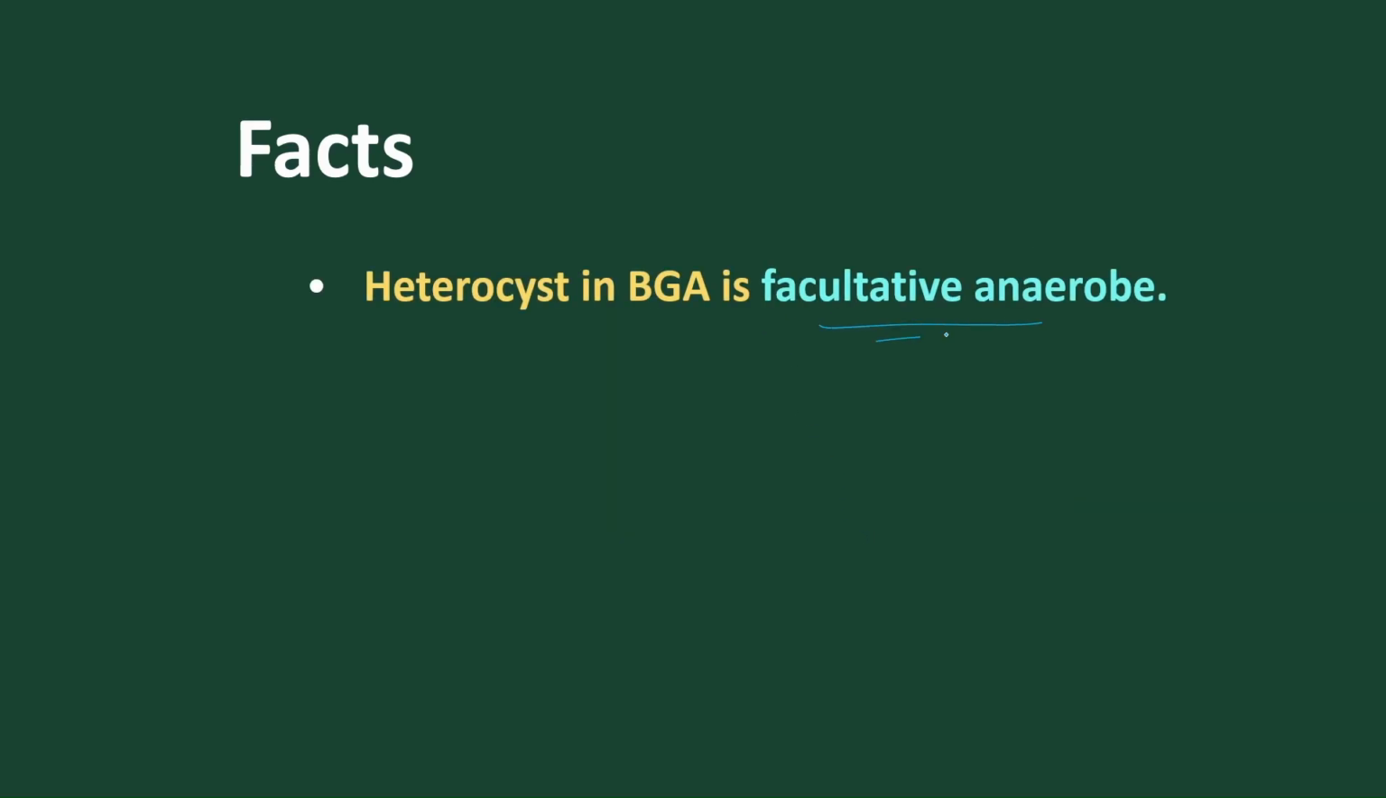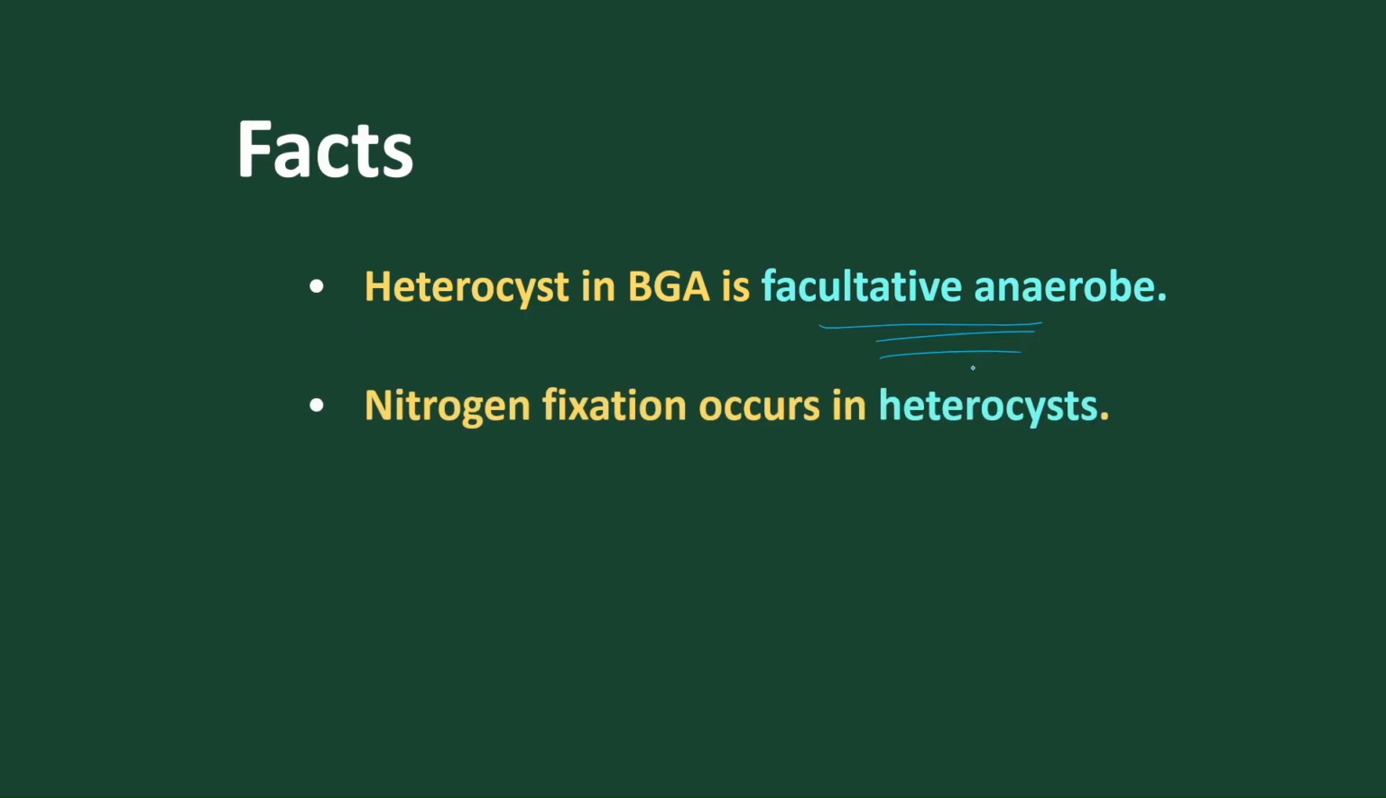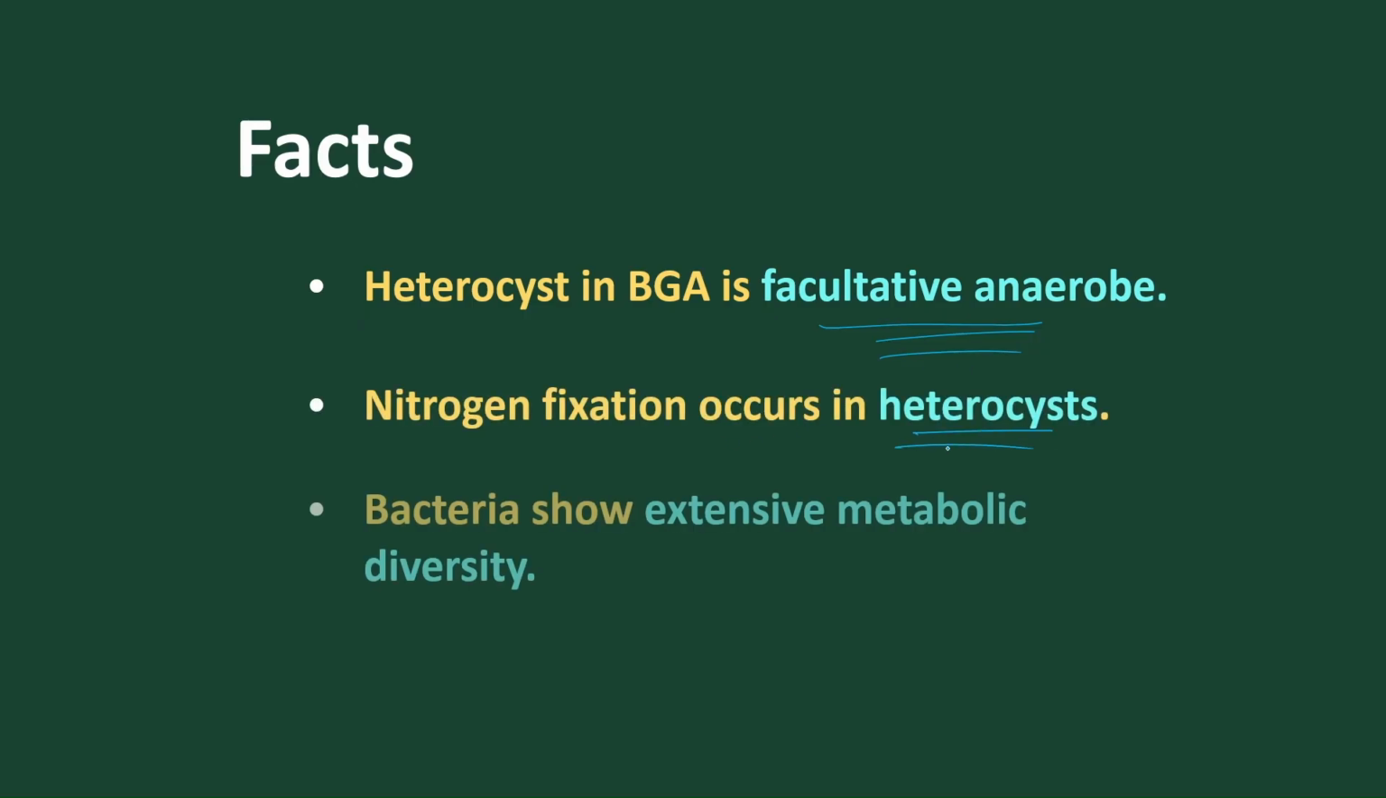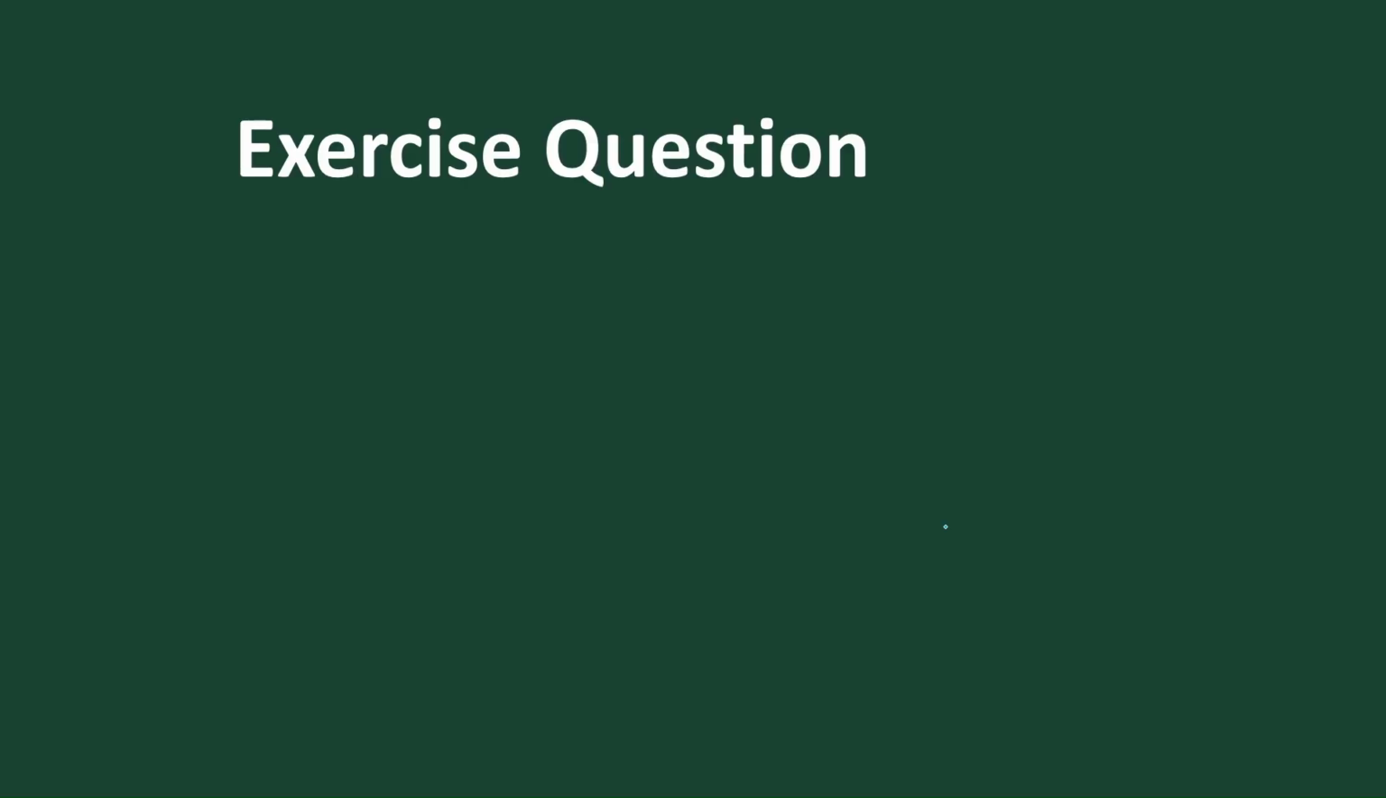Heterocyst-bearing cyanobacteria are facultative anaerobes. These are very important examples and questions. Nitrogen fixation occurs in the heterocyst. Bacteria show extensive metabolic diversity. So the metabolic diversity in bacteria is very extensive.